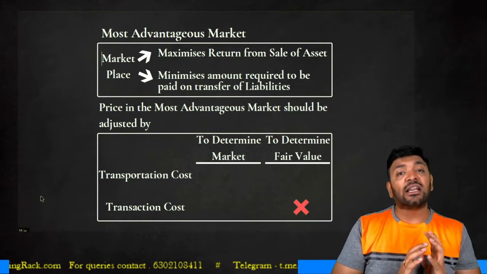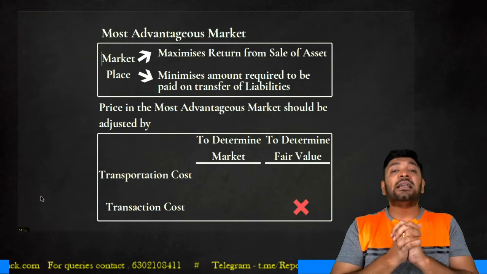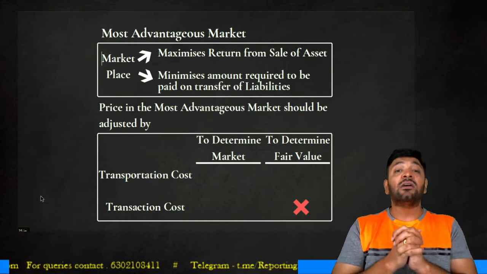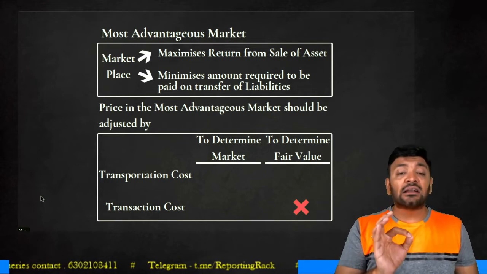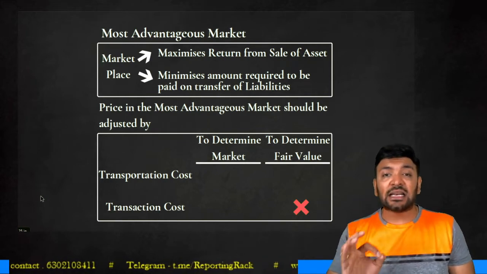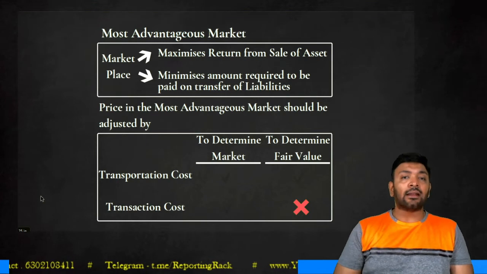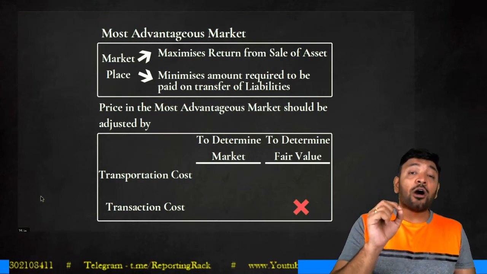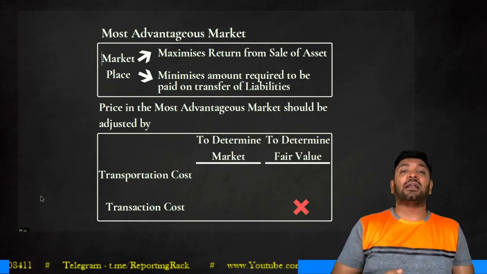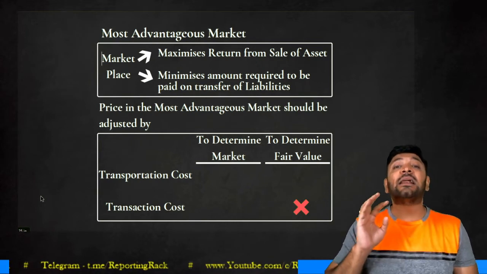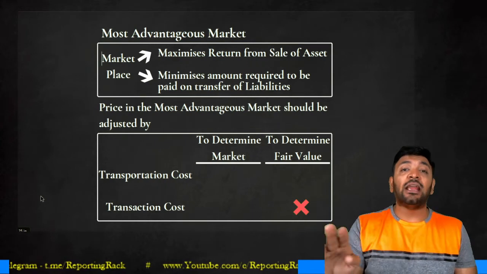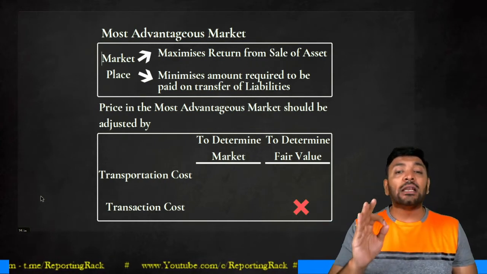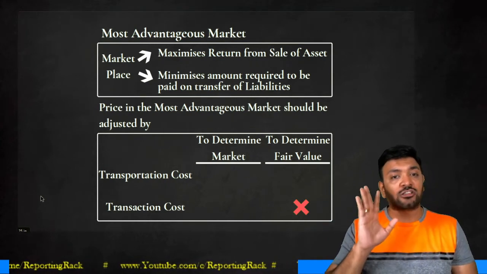Hyderabad is the most advantageous market, because in determining which marketplace is more advantageous, you need to reduce both the transportation cost as well as the transaction cost. But that is only for determination of the most advantageous market. When I determine fair value in that market, transaction cost should not be eliminated. You should only eliminate the transportation cost.